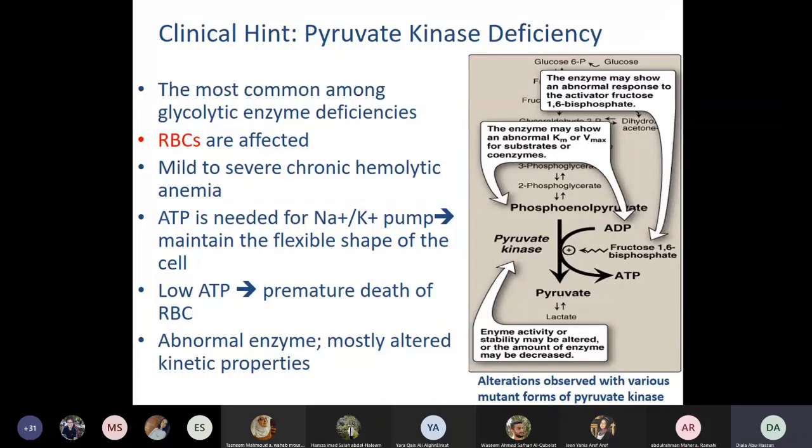In this case, remember that RBCs depend mainly on glycolysis as a source of energy because RBCs do not have nuclei. RBCs do not have mitochondria, and the Krebs cycle is not there. So they have to have glycolysis to get their energy. So if this is one step that produces energy, that produces ATP, there will be a reduction in the amount of ATP produced by glycolysis in the RBCs.